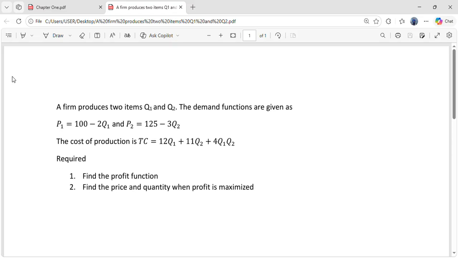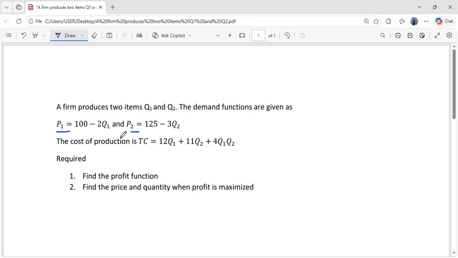So in today's discussion, we are going to look at a question under Managerial Economics BEC 332. We are going to focus on the question that has been highlighted for us here. We are told that a firm produces two items, Q1 and Q2. The demand functions are given below. These are the demand functions that we have. This is simply P1 and this is simply P2, and this is the total cost function, where P1 and P2 are simply the prices.